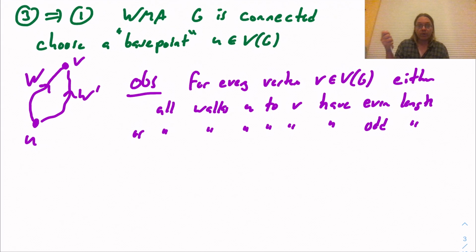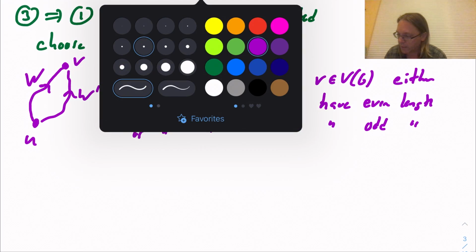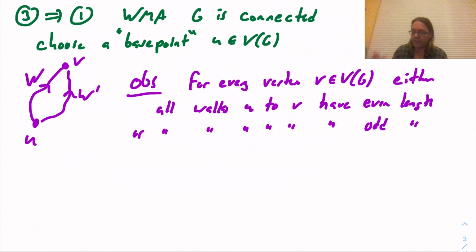So we fix this base point U. For every other vertex in the graph, it's either the even type or the odd type. Either when I look at walks from U to that vertex, they all have odd length or they all have even length. And that gives us a natural split of our vertices into two sets. And that is indeed the essence of the proof.